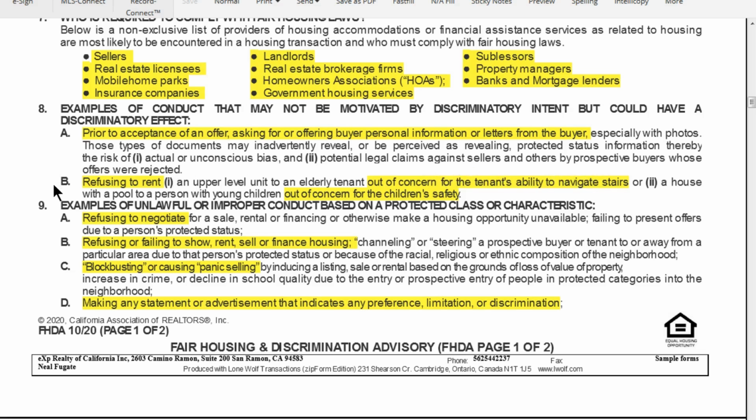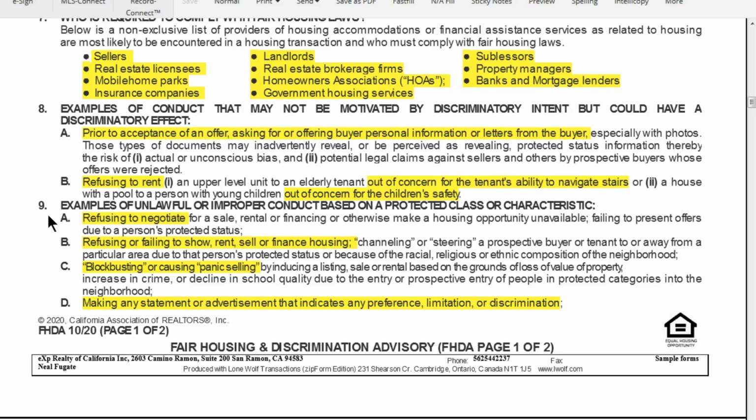Another example is refusing to rent an upper-level unit to an elderly tenant because the owner is concerned that the tenant might not be able to walk up the stairs, or they might have a house with a pool and they don't want to rent to a person with young children out of concern for the children's safety. That may show that the owner has compassion towards people, but it has nothing to do with the things that matter, which are the merits of the offers made.